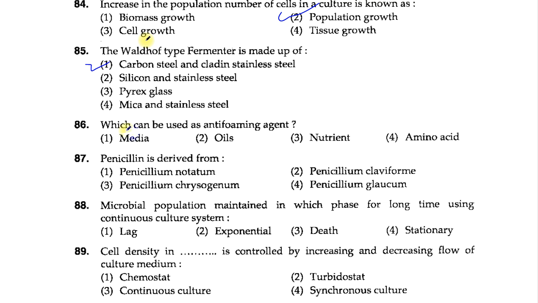Question number 86. Which can be used as an antifoaming agent? 1. Media, 2. Oils, 3. Nutrient, 4. Amino acid. Option 2, oils, is correct. The oils are used to minimize the operational consequences of foam formation.